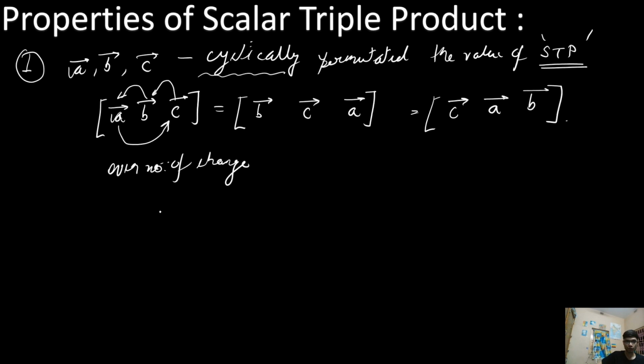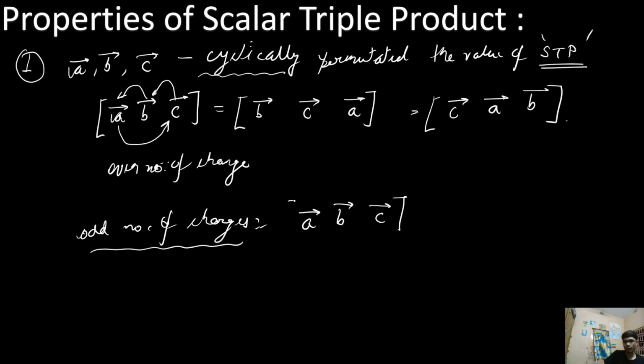But if you, by mistake, take an odd number of changes, then you will get a result which differs only by a negative sign. So for example, the box product of A, B, C vector is negative times, for example, in place of A you replace it with B, then it will be B, A and C, and they will be related with a negative sign. I hope this particular result is clear.